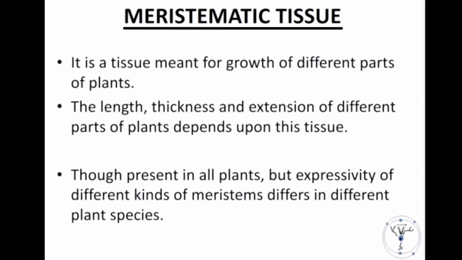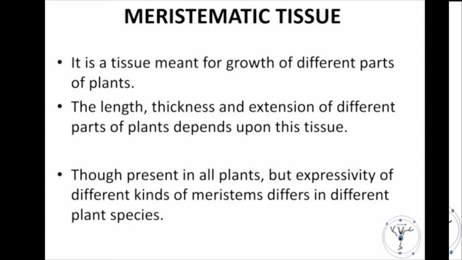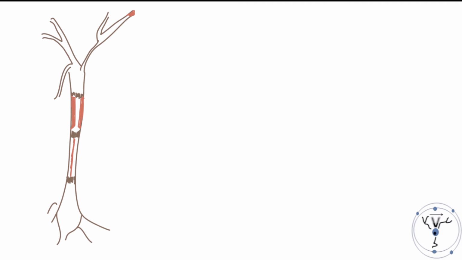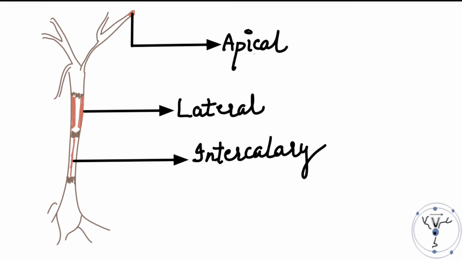Meristematic tissue consists of three subtypes, and these subtypes express themselves differently in different kinds of plants. The three different kinds of meristematic tissues include apical meristem, lateral meristem and intercalary meristem.